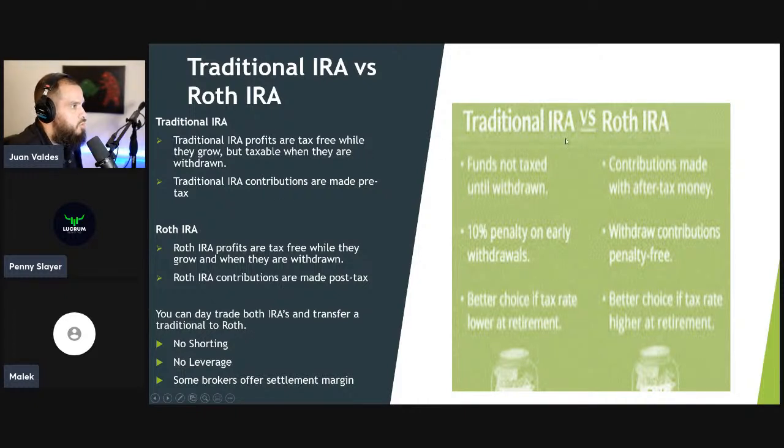So traditional versus Roth. Traditional: funds not taxed until withdrawn, 10% penalty on early withdrawals, and a better choice if your tax rate is lower at retirement. And for Roth, contributions are made with after-tax money, so you're taxed as you're putting the money in. Withdrawal of contributions is penalty free. It's a better choice if your tax rate is higher at retirement. That's kind of the gist of it.